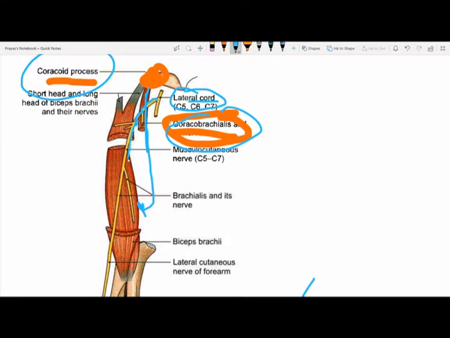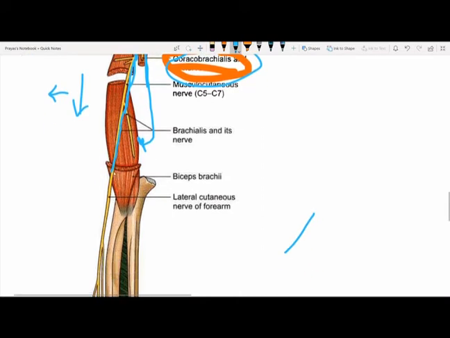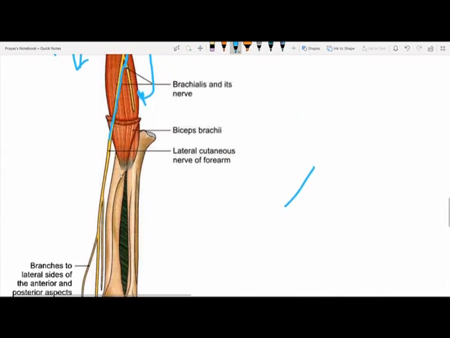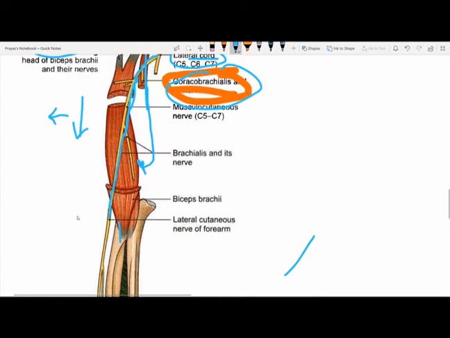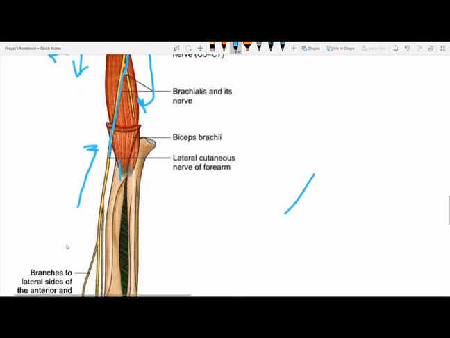So it moves downwards and laterally like this, basically diagonally, and it goes towards the elbow joint. At the elbow joint, it continues as the lateral cutaneous nerve of your forearm.